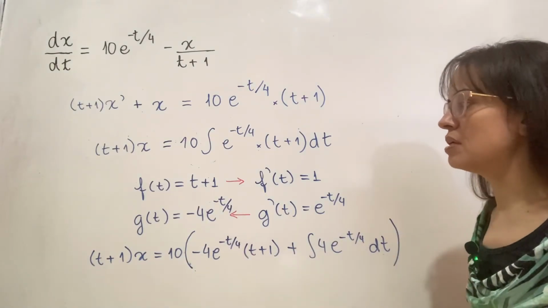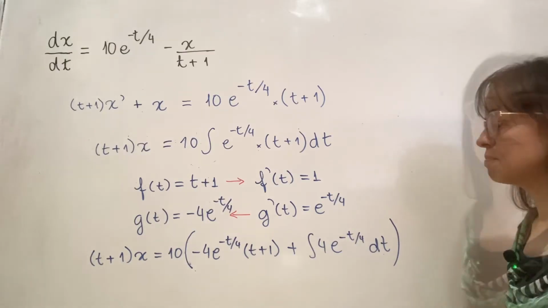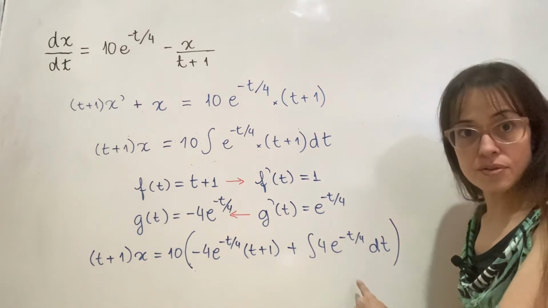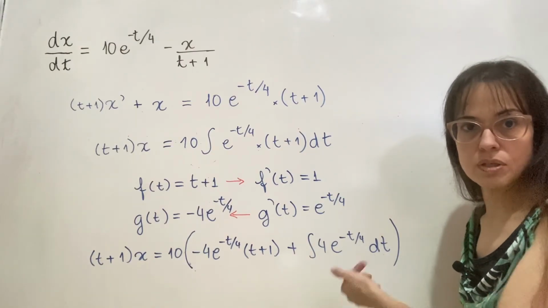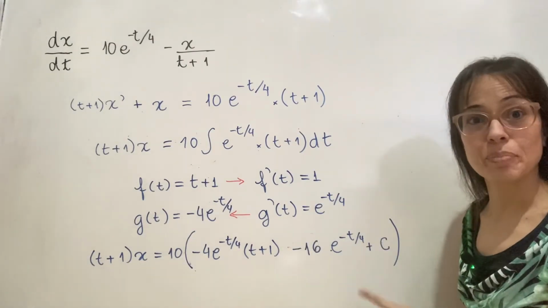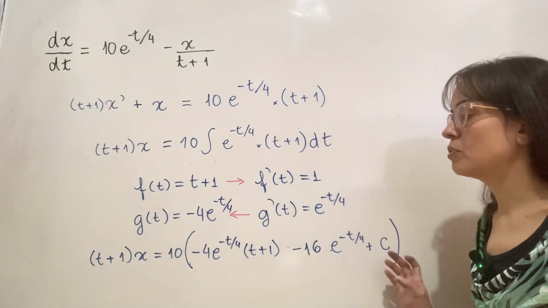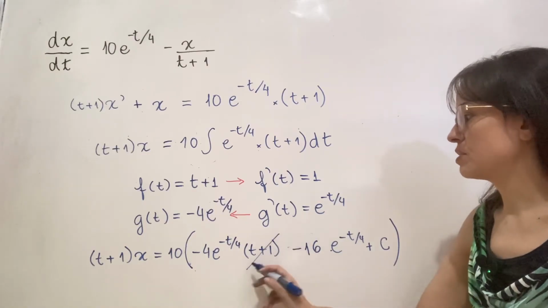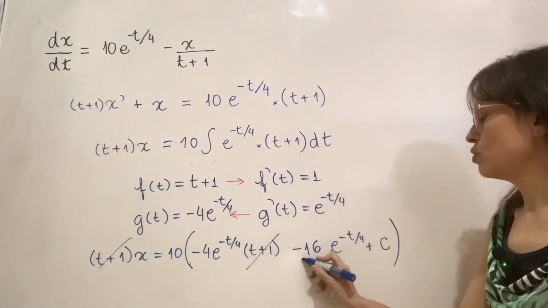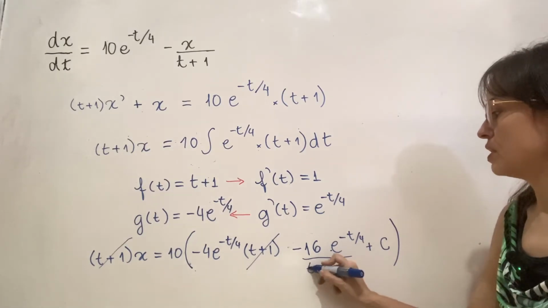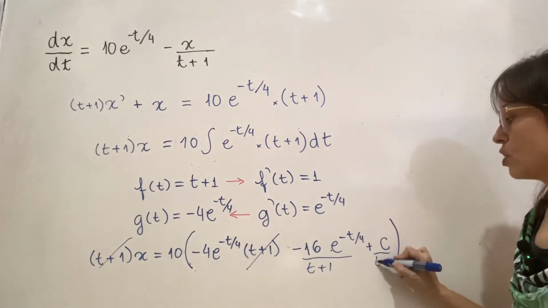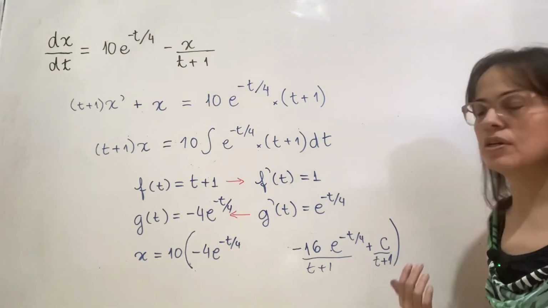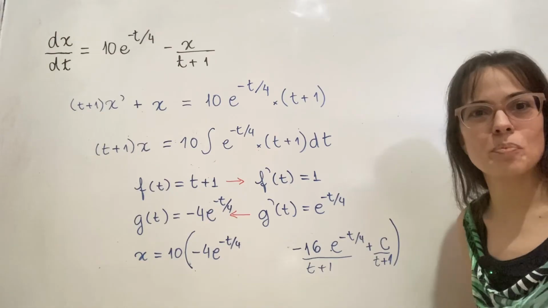Plugging into the integration by parts formula, we get this. And finally, when we integrate this last part, we are going to get yet another constant of -4. So that's going to be -16, not forgetting the plus c. And now we divide both sides of the equation by t plus 1. This one's going to cancel out, and there is going to be a t plus 1 here, and also on the constant. I don't think this question had an initial point to substitute to find the value of c. At least if it did, I forgot to copy it.